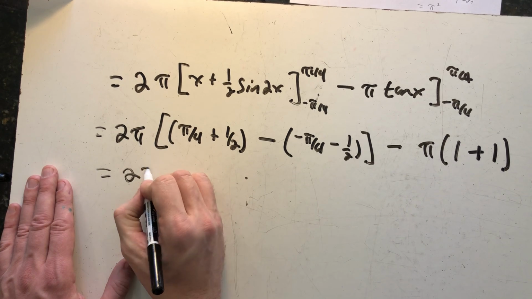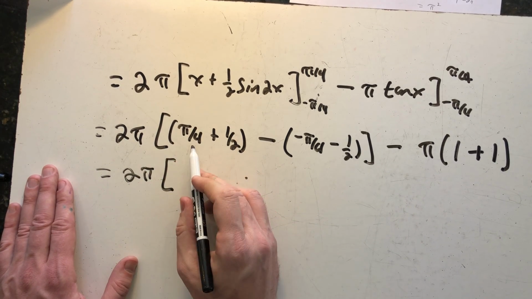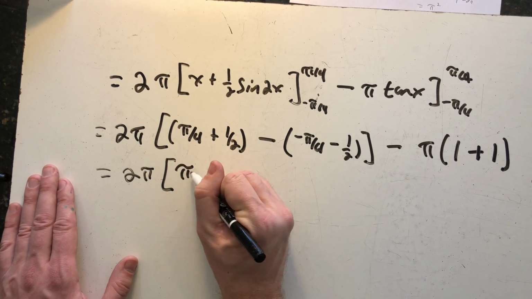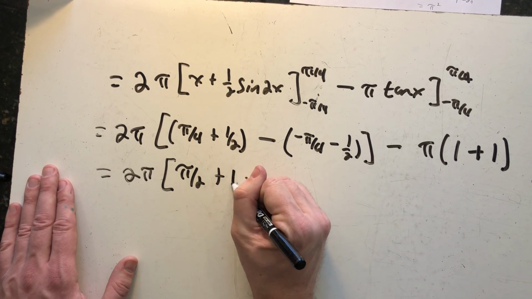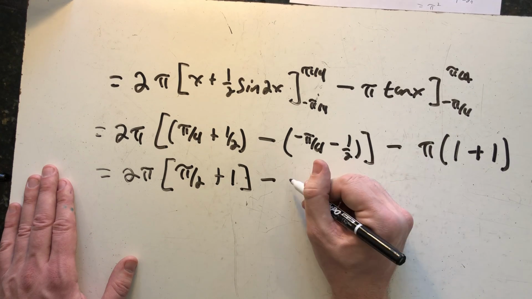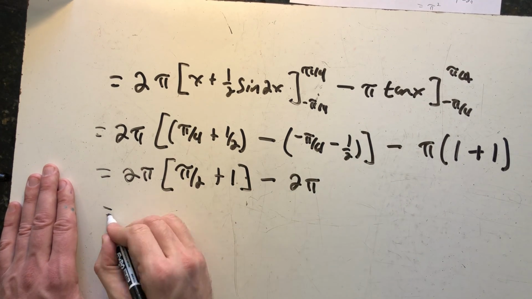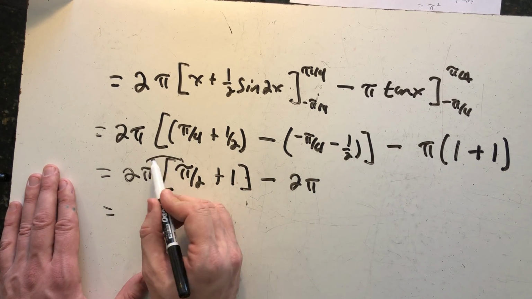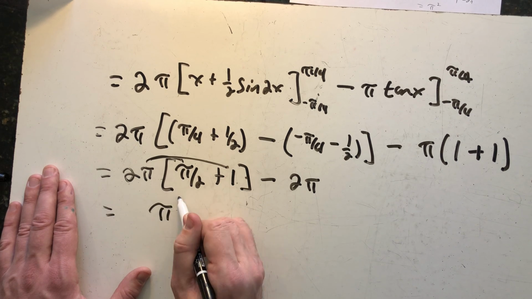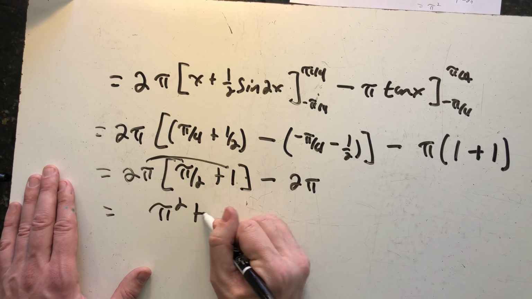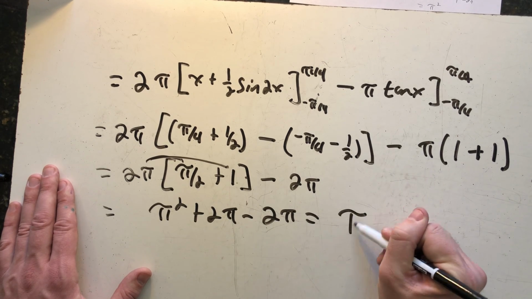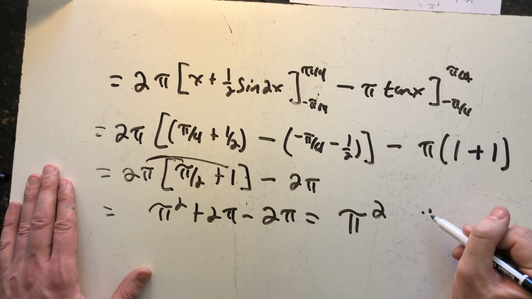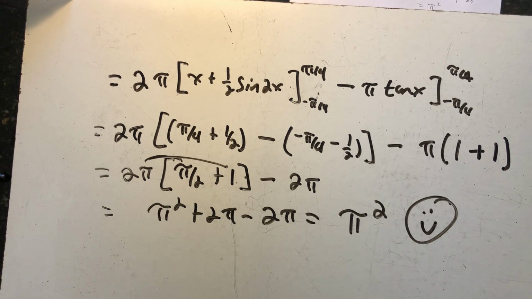All right, so let's see what all of this works out to be. Pi fourths plus pi fourths is pi halves. 1/2 plus 1/2 is 1. Let's see, minus 2 pi here. And then finally, I distribute this 2 pi through, and I get pi squared plus 2 pi minus that 2 pi, and finally all I have left is a pi squared. And that's my nice, happy final answer.